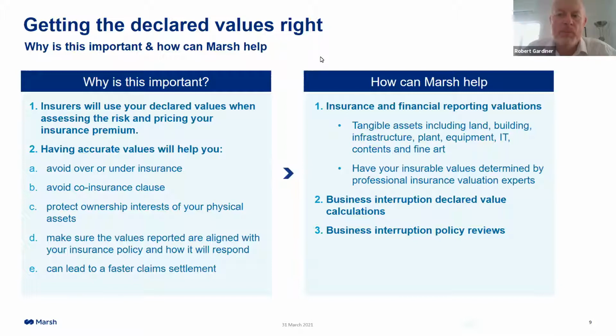And that's even more important over the last 12 months, where many organizations have seen a significant variation in their revenues and profits, and ultimately those BI declared values may have materially changed. So what are we seeing successful organizations do to address these issues around declared values? Well, ultimately, they are reviewing those declared values to make sure they're accurate and current, both from an asset perspective, but also from a business interruption perspective.